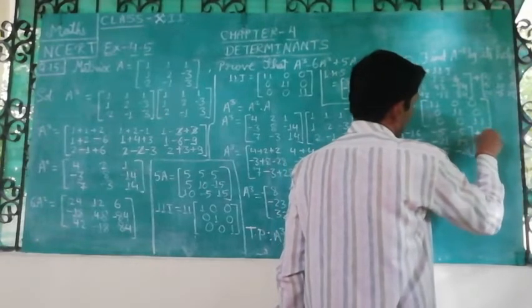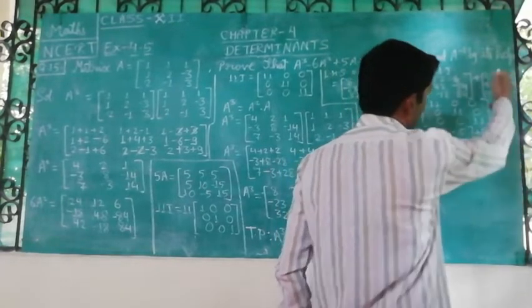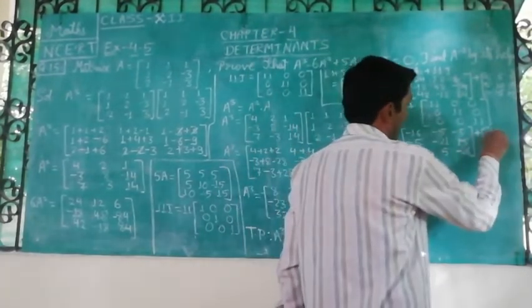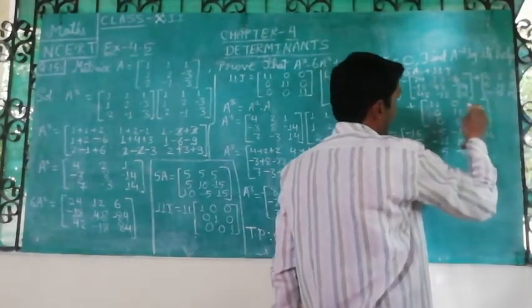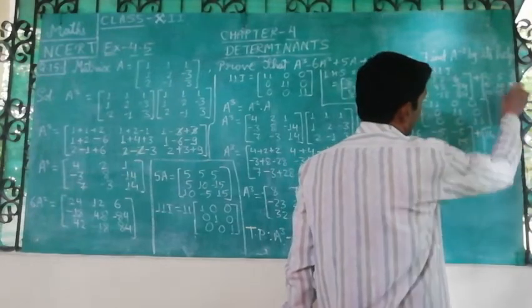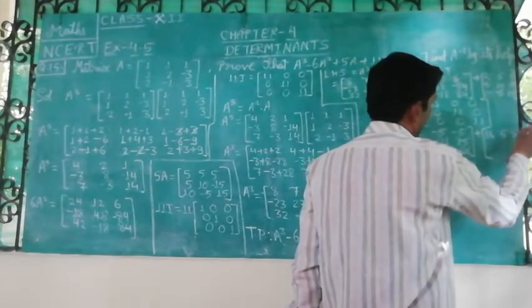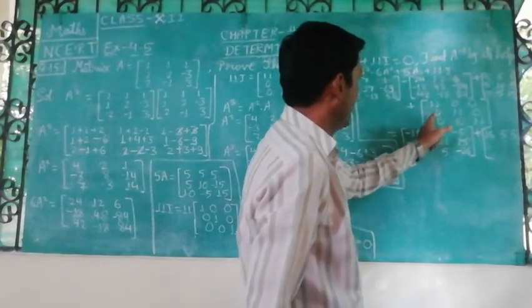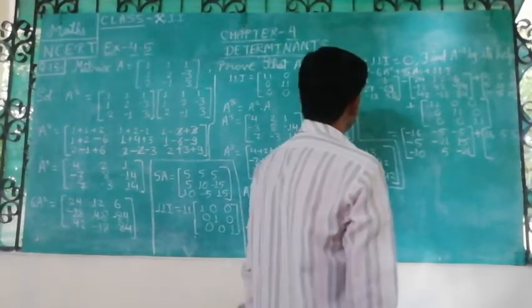And after that plus will be there. I am doing this also. 5 plus 11, that is 16. 5 plus 11 is 16. 5 plus 0 is 5. And 5 plus 0 is again 5. Now minus 18, sorry, 5 plus 0. 5 plus 0 is again 5.